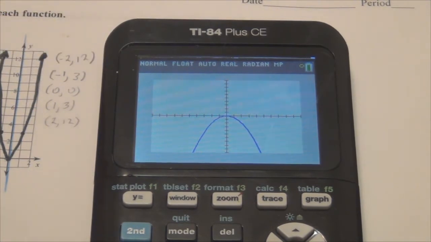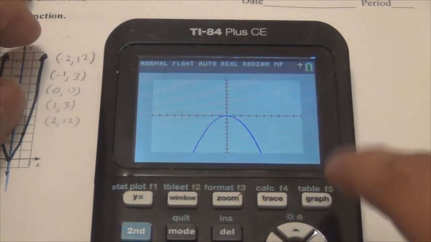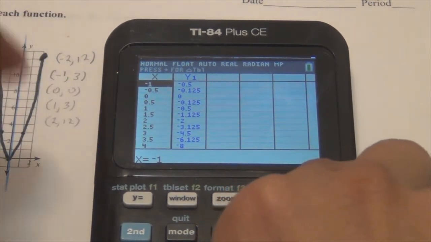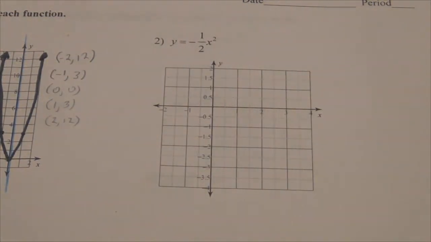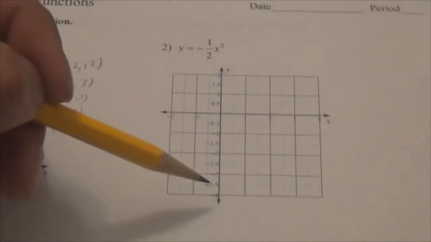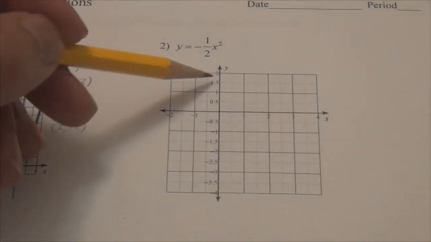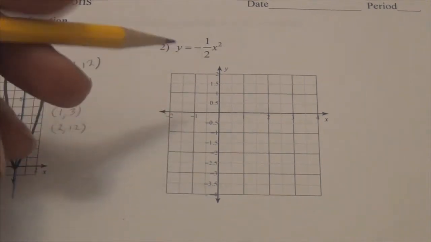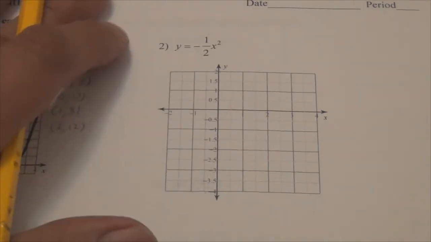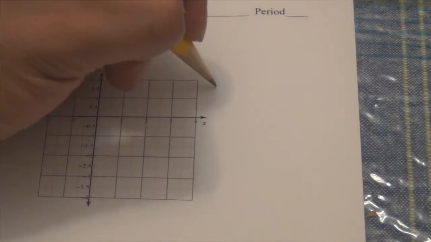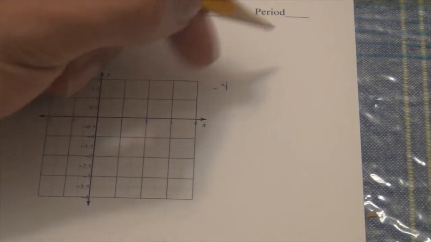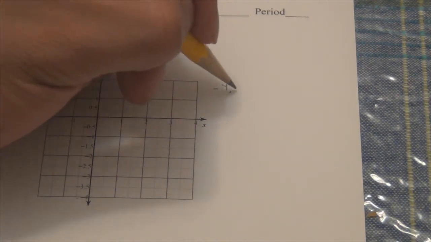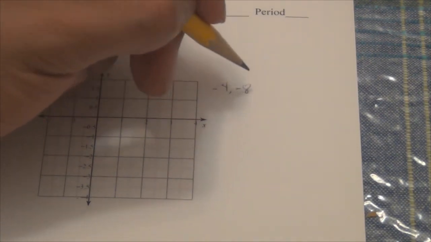Okay, same shape. Now let's take a look at the table. Here we go with the table. I'm not gonna graph the funny points. Let's see what this graph does. Okay, this graph also goes by 0.5. Let me write down the ordered pairs, starting at negative 4. So negative 4, comma, negative 8. Okay.